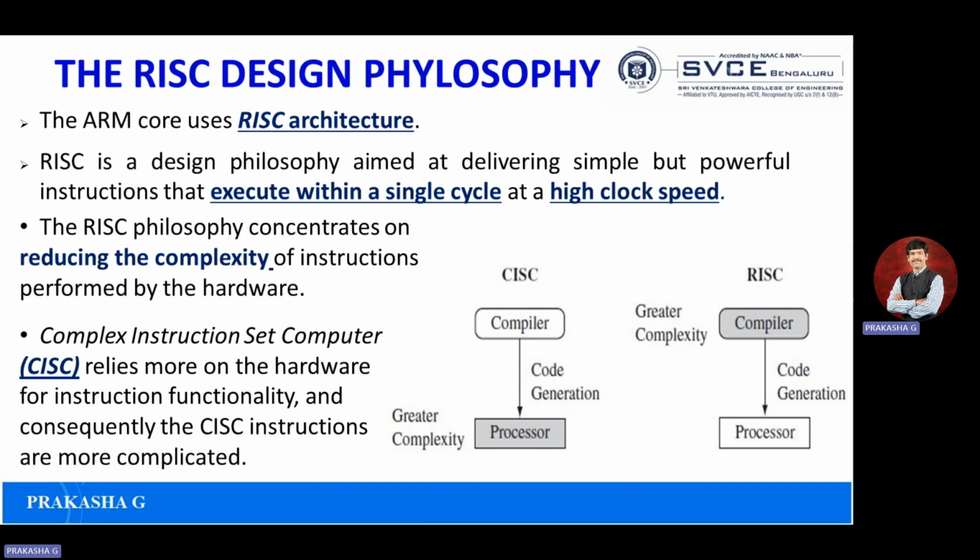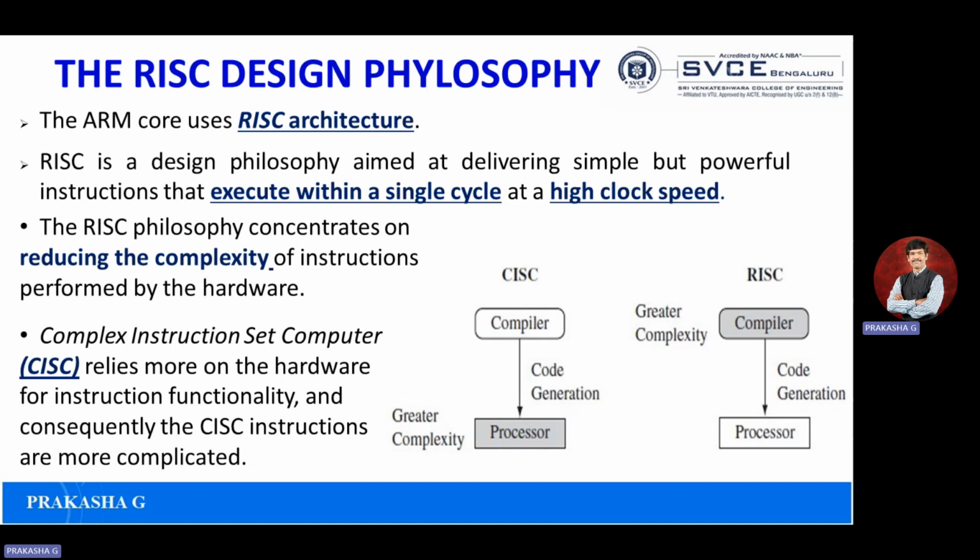Here it is taking 4 cycles, but here it takes 1 cycle. It may be 4 nanoseconds here, and 1 nanosecond here. This is RISC, this is CISC. Assume that I have a multiply instruction in both cases, in CISC and in RISC.